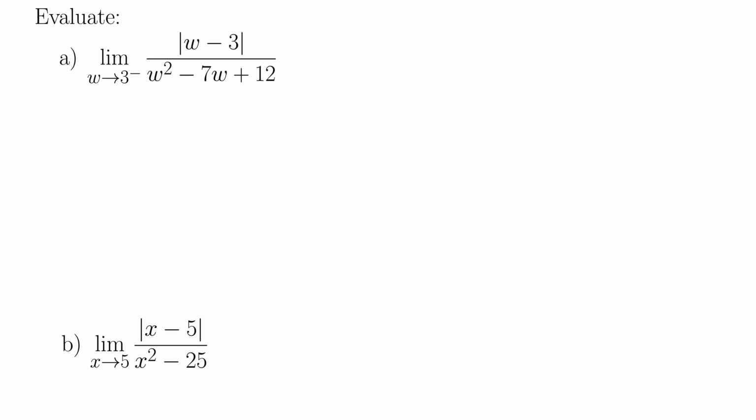In this example, we want to evaluate a couple of limits involving absolute value. So let's start with A. We have the limit as w goes to 3 from the left of the absolute value of w minus 3 divided by the quantity w squared minus 7w plus 12. So when we're working with absolute value in calculus, we really need to slow down and give it some extra thought. Here's the basic consideration.